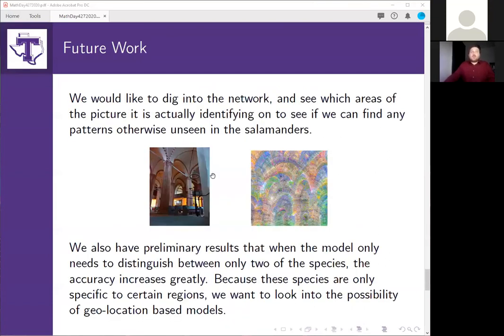For our future work, we'd really like to see what these neurons are firing on, essentially. What is getting them excited? Is it just the difference in size between the salamanders that is how we can tell them apart? Or are there patterns on the back that we just can't notice yet? We'd like to see that.